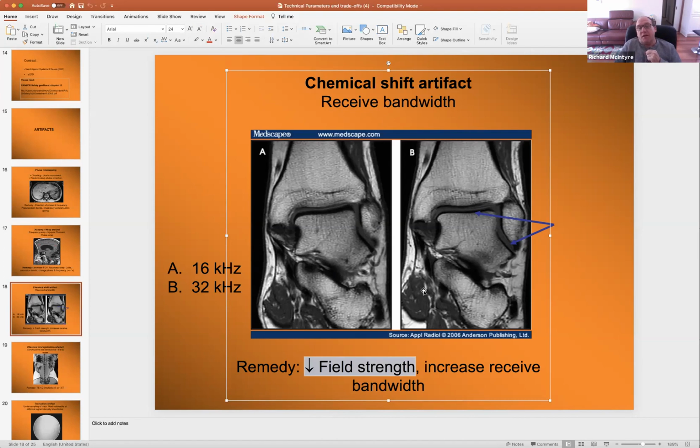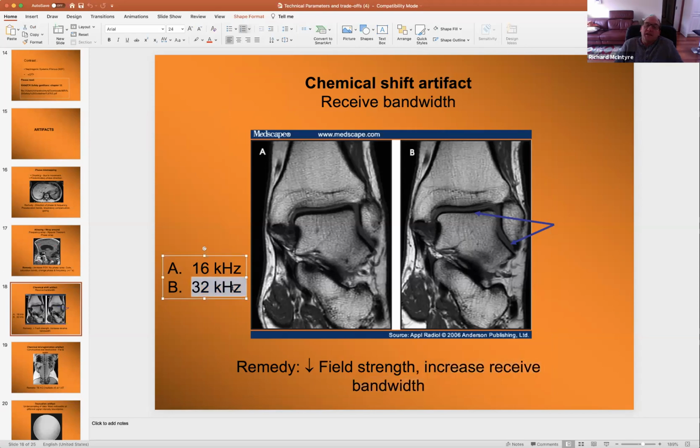The other thing we can do is increase the receive bandwidth. If we increase the receive bandwidth, we increase the bandwidth per pixel, and then you can imagine that decreases the artifact between the pixels. So if 440 hertz is spread over a 32 kilohertz pixel, that artifact is going to be less than if 16 hertz is spread over each pixel. That 440 hertz difference is going to be more.